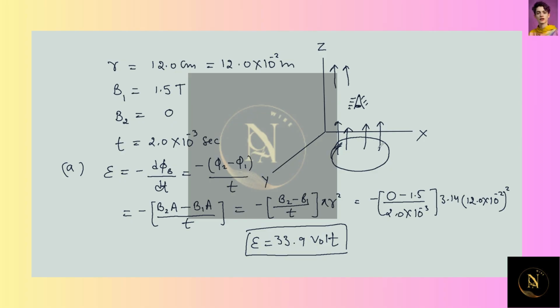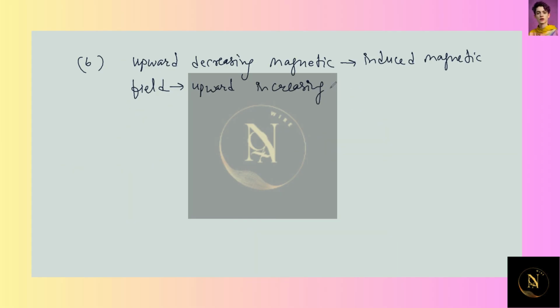So this upper face of this loop should start behaving like a north pole, or we can say the direction of current induced in it should be counterclockwise. So the upper face of the loop should be north pole, or we can say the direction of current induced should be counterclockwise. This is the answer for the second part of the problem.